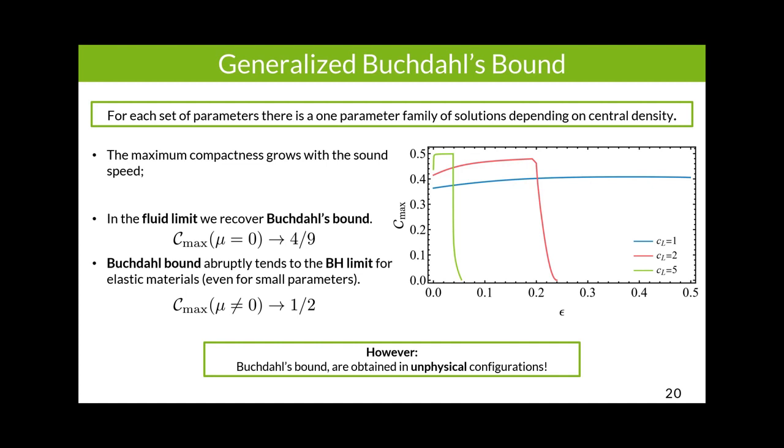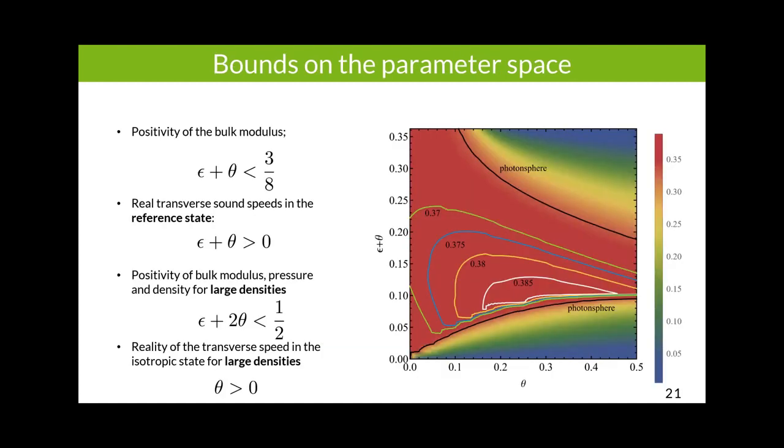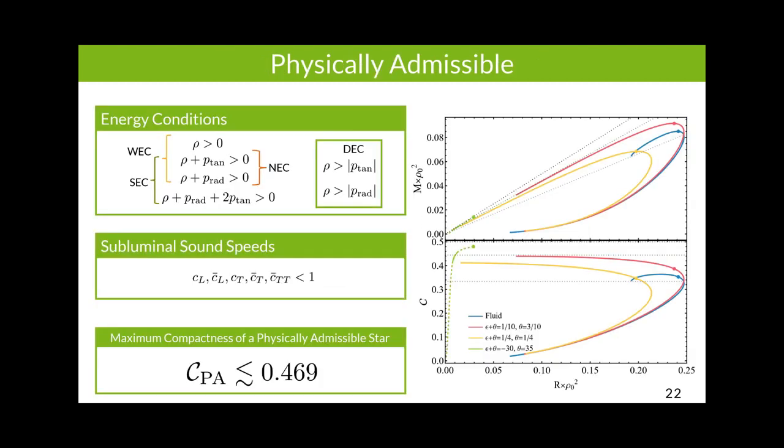But again, this Buchdahl bound and this black hole limit that I'm discussing here happen for an unphysical configuration. This is for sound speeds that are becoming larger than 1. So again, we want to focus on the causal Buchdahl bound. So I'm going to set now c_L equal to 1. Let me skip this slide for now, actually, and move to calculating physical admissible solutions.